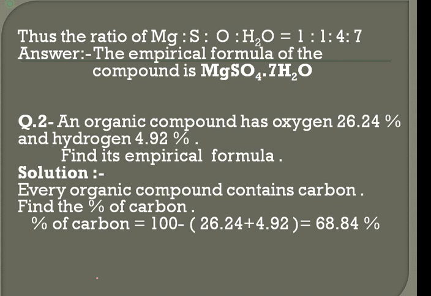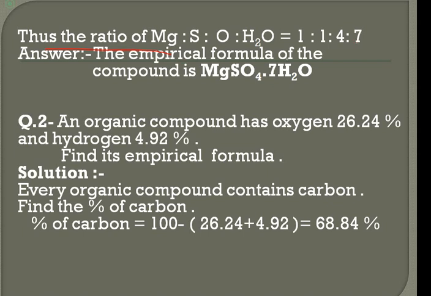Okay, either it is present or not present. So we cannot write the values in decimal points. We need to simplify the values into whole numbers and get the simplest ratio here. So to complete your answer, or to complete your numerical, write down this line: the ratio of magnesium versus sulfur versus oxygen versus water is 1:4:7.